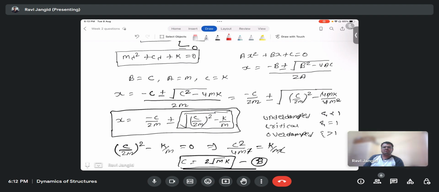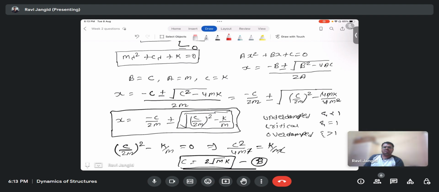For the critical system, the vehicle shock absorber, those are critical systems, because a critical system is a little bit quicker than the overdamped system. In the vehicle, we want our system to come to the initial position after some breaker or some bump in the road. So that's why we use the critical system in automobile vehicles.